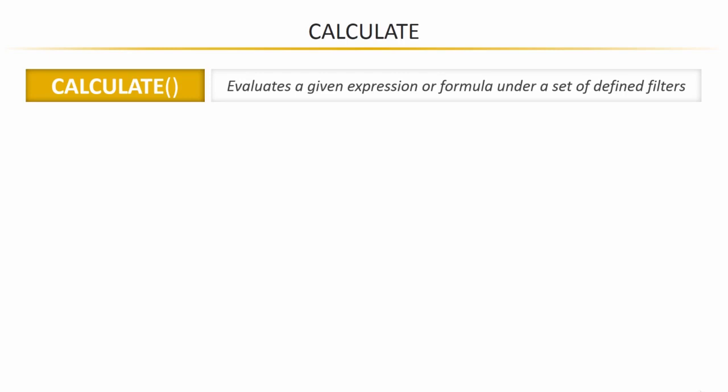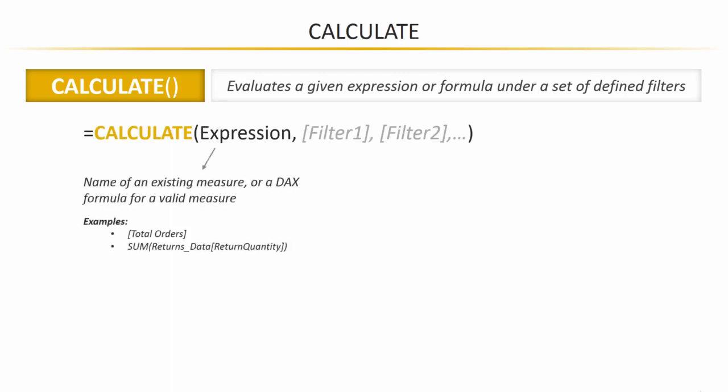CALCULATE on its own is pretty straightforward. It evaluates an expression or formula under a set of defined filters. So here's what it looks like. You've got your expression argument first. This could be the name of a measure, or it could be a DAX formula that could create a valid measure. So you could plug in your total orders measure there, or a SUM function of the return quantity from your returns data table, both totally valid options.